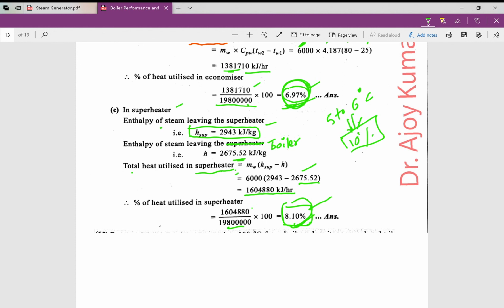So dear students, I do hope you understood all this functionality and how to solve the numerical part based on boiler performance. I do hope you will do better and better in your examination.